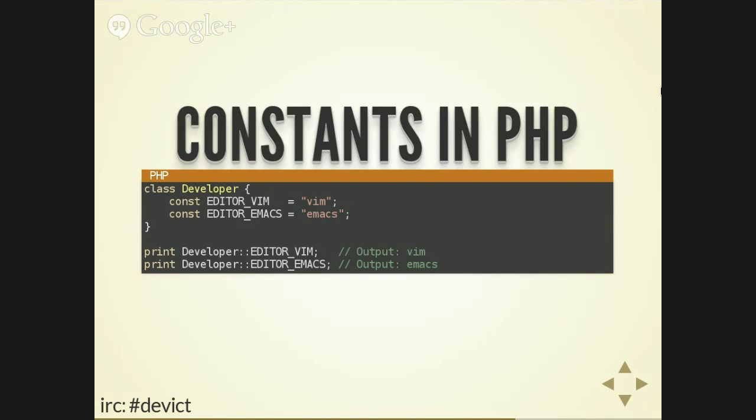If you did it from within the class, instead of the word Developer, it's like, I already know what class you're talking about. Give me a break, you don't need to spell the whole thing out every time. You can just use the keyword self: self::EDITOR_VIM. And you'll see that here in a minute, but not in this context.